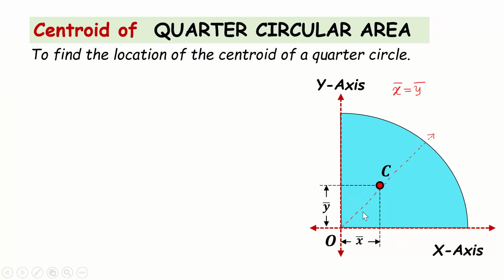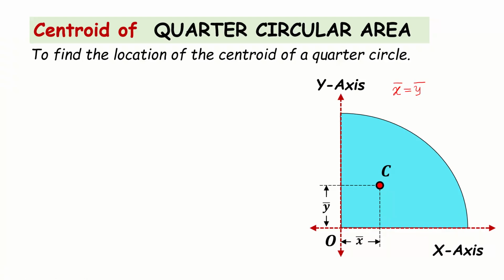So you can calculate any one, that is, you can either calculate x bar or y bar, and using the same value you can also find the other coordinate. So here I will be finding the value of the y coordinate of the centroid, and then the same value will be the x coordinate. So let's see how we can find the y coordinate of the centroid of this quarter circle.